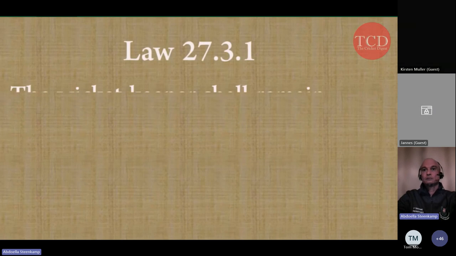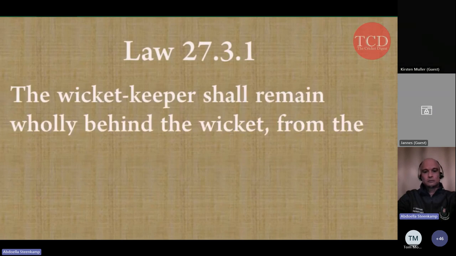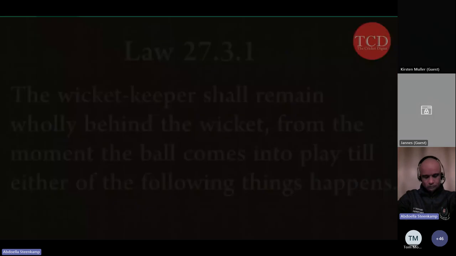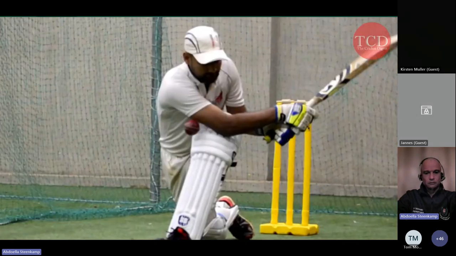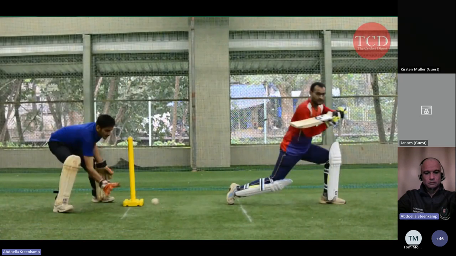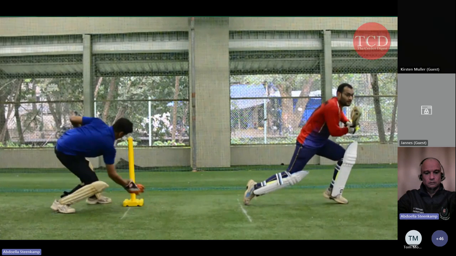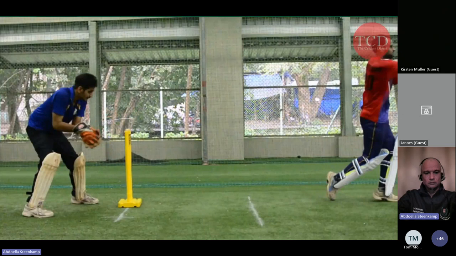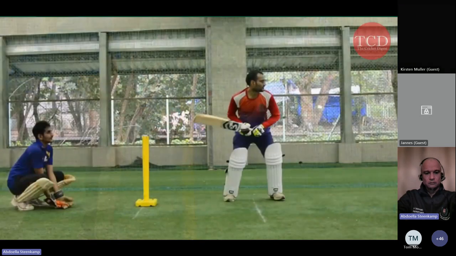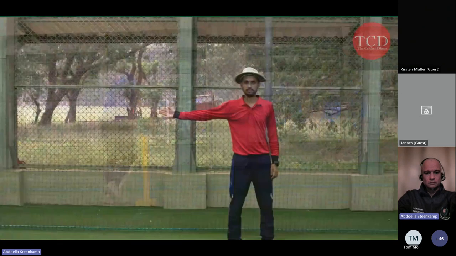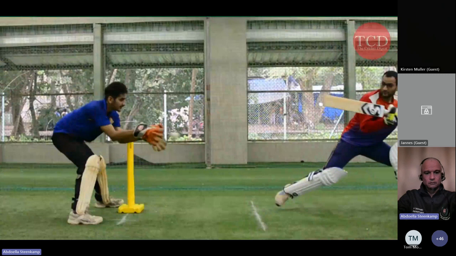The wicketkeeper shall remain wholly behind the wicket. He can't even be parallel to the stumps. From the moment the ball comes into play till either of the following things happens: ball touches the bat or body of the striker. So he can come ahead of the stumps right after the ball touches the bat or batsman's body, just like this keeper does. Next case. He can come ahead after the ball passes the stumps, and he can come ahead if the striker starts running without playing the shot. It'll be called a no ball in case of keeper violating this law.